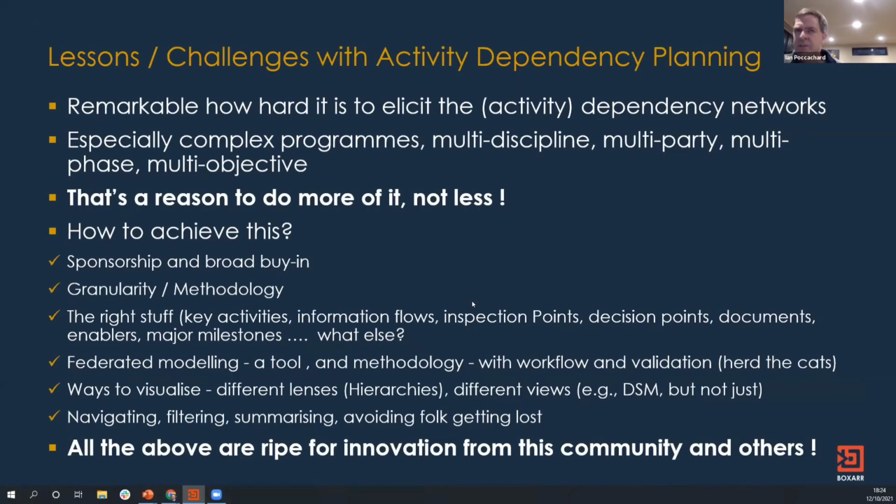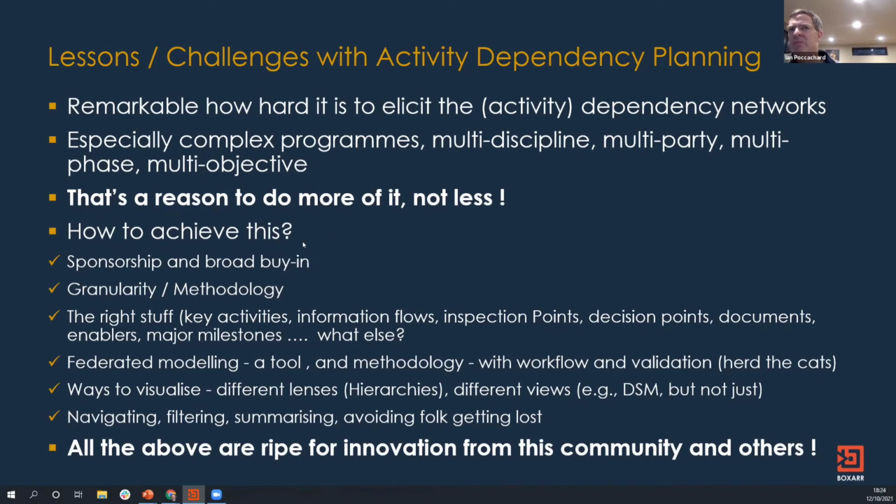So I wanted to leave you guys with some things which I guess many of you already know, but it's really remarkable how difficult it is to elicit things like the activity dependency. Any of the other domains I've mentioned, it's the same story. Especially when you've got really complex programs, multidiscipline, multi-party, multinational, multi-phase, multi-objective, etc. But that's not a reason to do less. You need to do more. You need to be able to rehearse and tease out where people don't understand or don't know what they're going to do in order to achieve the outcome desired.